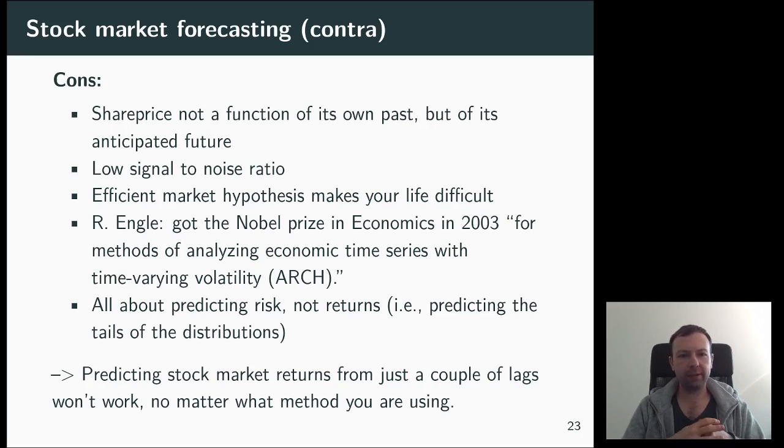And then there is Robert Engle, who got the Nobel Prize in Economics in 2003 for methods of analyzing economic time series with time varying volatility. So basically, in this field of stock market forecasting, in the end it's all about predicting risk and volatility, and not returns or the actual value. So you want to be able to predict the tails of the distribution. To sum up, predicting stock market returns from just a couple of lags will normally not work.